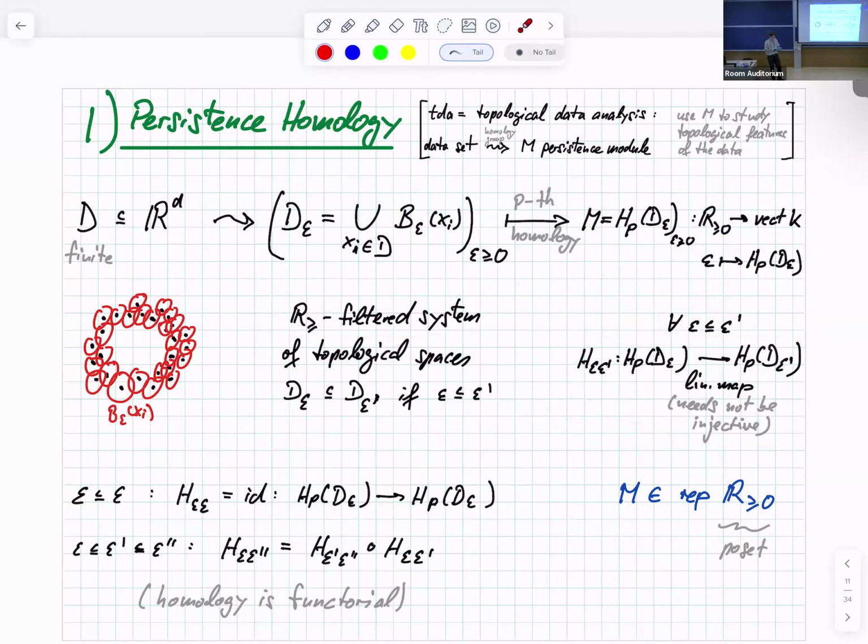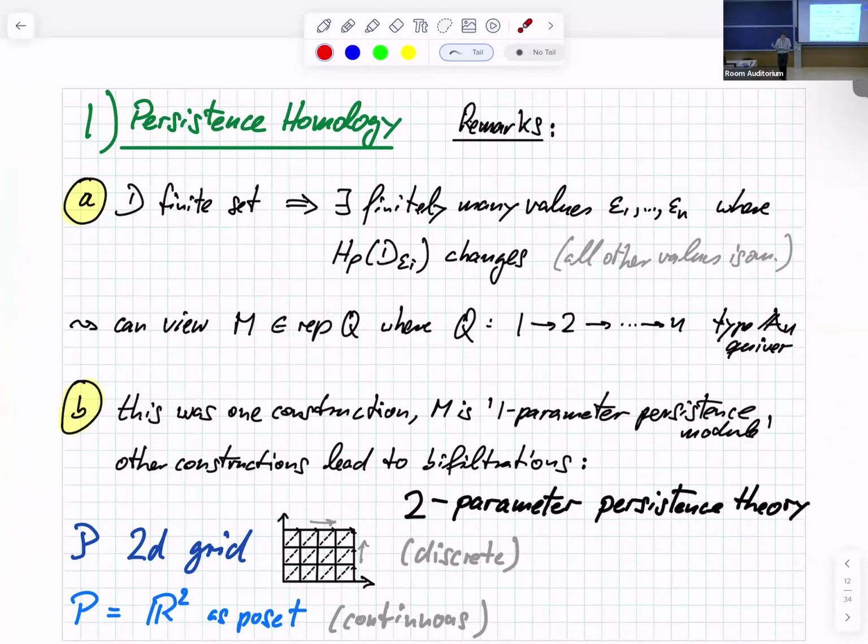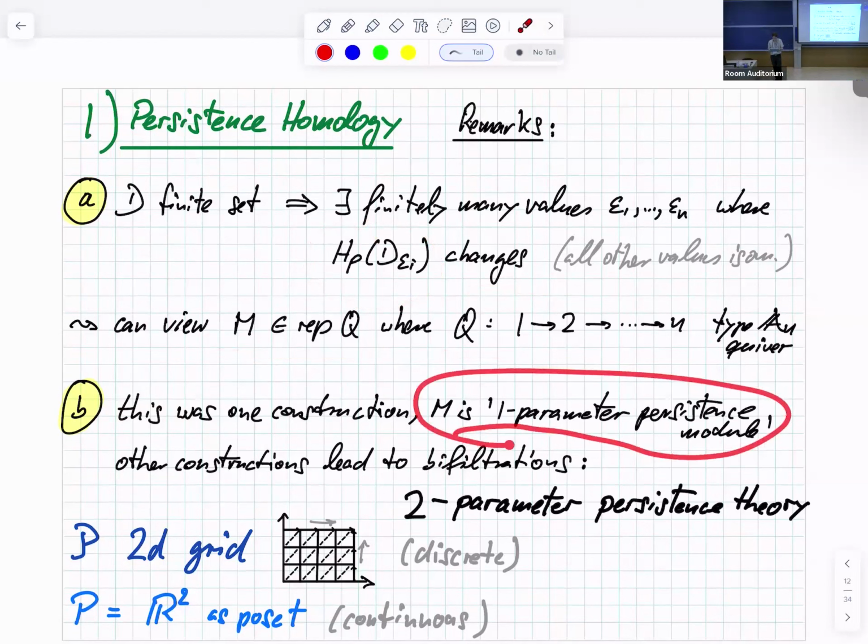Then we said that when we have a finite data set, there will be only finitely many steps epsilon where the data changes essentially. So we can focus on these finitely many steps. In between, there's a continuous variety where everything is isomorphic, and we can ignore that. So really that homology gives me a module, a representation of this quiver 1, 2, 3, up to n, a finite quiver. So we can focus on that. And this is the framework of one-parameter persistence theory, which I still want to discuss today.